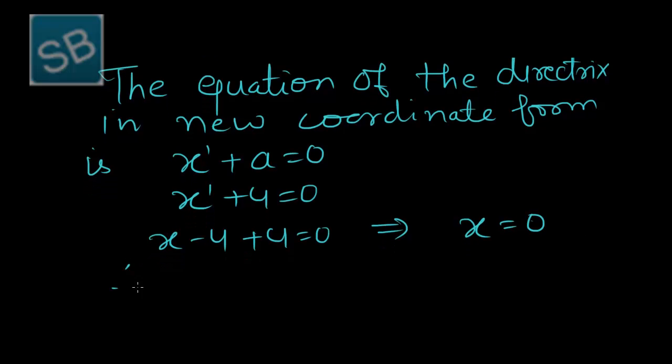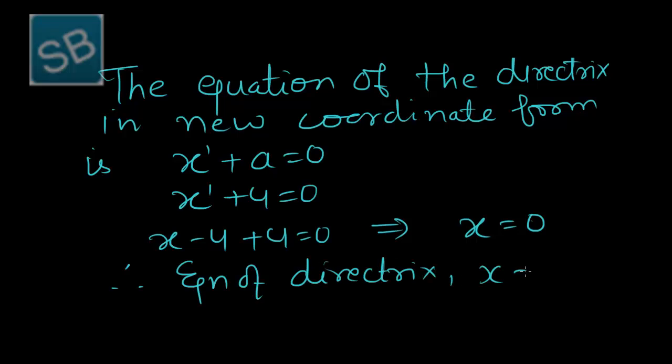Therefore, equation of directrix is x is equal to 0, that is y-axis. So this was the second problem where we shift the coordinate to new coordinate, and on the basis of this we get the equation of directrix of a parabola in the form of old coordinate, and in the form of old coordinate we get the focus.